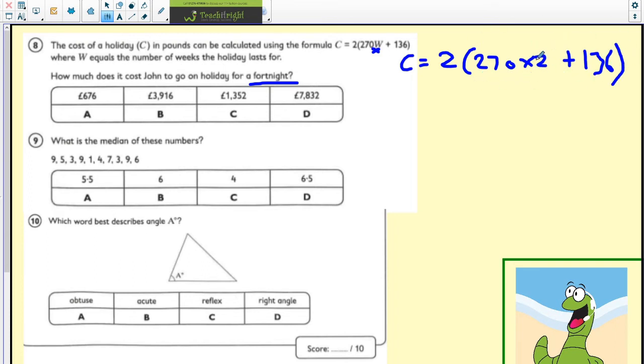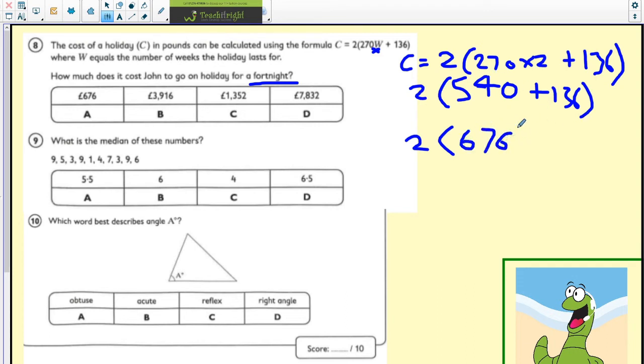Remember our BIDMAS, so we do inside the brackets, we do the times first. So 270 times 2, I would do 20 times 2 is 40, 7 times 2 is 14, so it's going to be 540. Let's do 2 into 540 plus 136. Now we do our brackets again. 540 plus 136 is 676. And 2 times 676 is going to be 1,352 pounds, which is one of these answers. Oh, yes, it is.